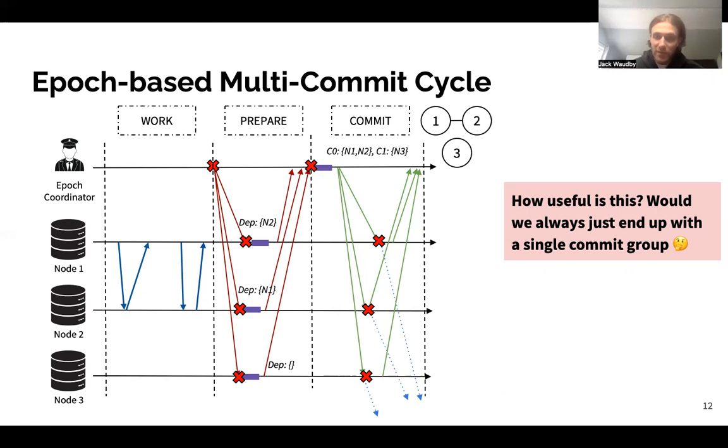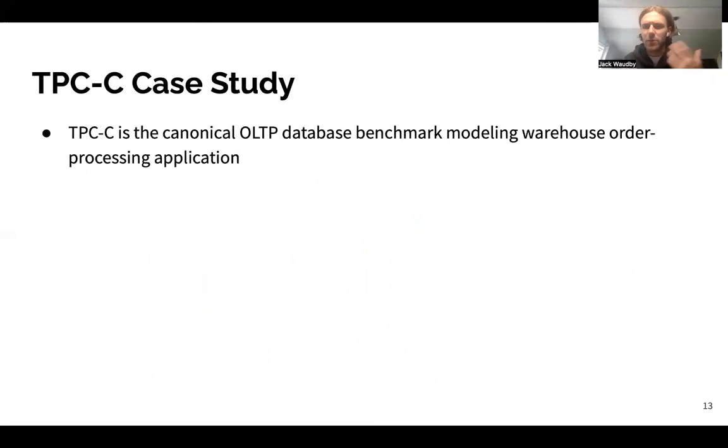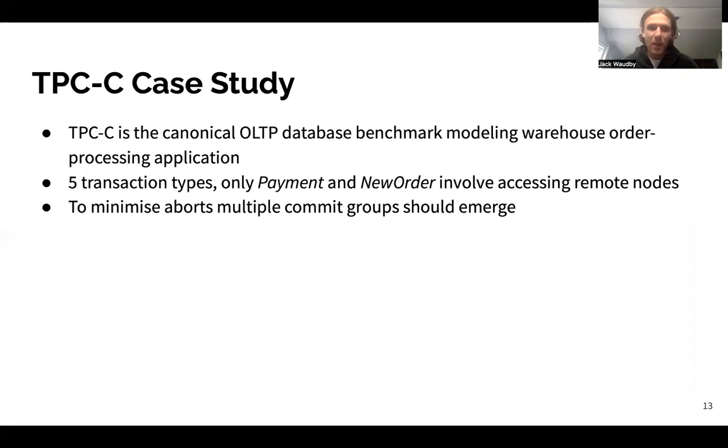To initially investigate this question, we looked at the TPCC workload. TPCC, for those who aren't aware, is the canonical OLTP database benchmark, and it models a warehouse order processing application. There are 5 transactions in it, 2 of which are distributed transactions, and they access some remote nodes. So in our case study, we simulated this workload for a number of epochs. And obviously, for multi-commit to have a benefit, we want multiple commit groups to emerge at the end of an epoch.